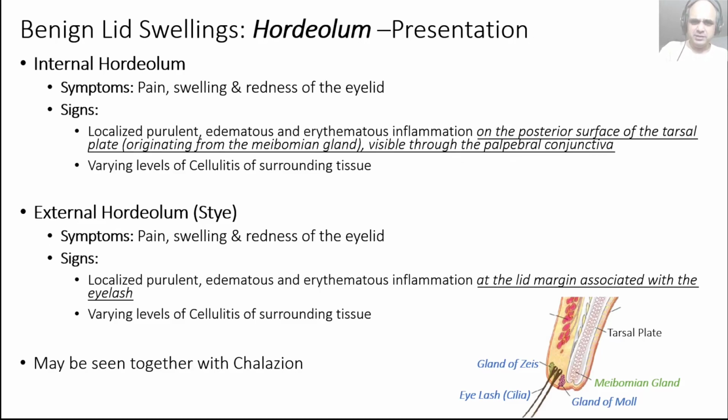And it is possible to see them together with the chalazion. And because blepharitis is a factor that can cause these, you can see blepharitis, chalazion, and hordeolum, all of these things in one patient. Maybe in one eye or in both eyes, or maybe in both eyes and both upper lid and lower lid. I've actually seen that.